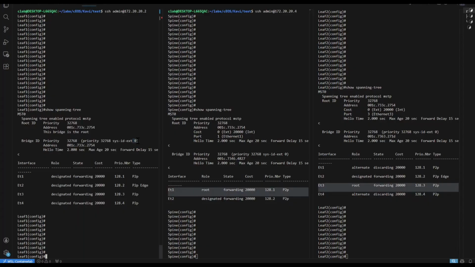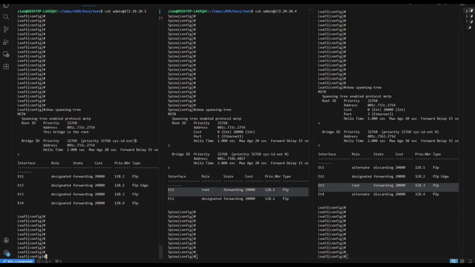Okay. So right now Leaf 1 became the root bridge because it has the lowest MAC address. I have about eight use cases, and I have listed these use cases in my blog. You can go to my blog and read them, because I don't want to waste my time listing all the use cases here. So I'll be going over one use case after another.